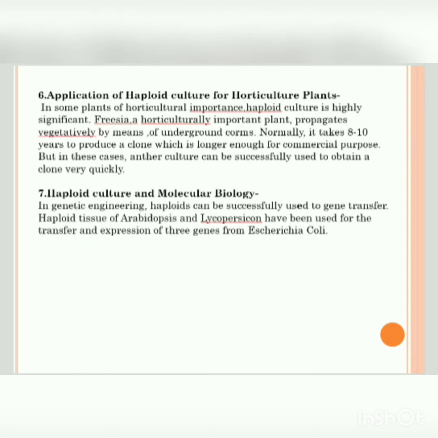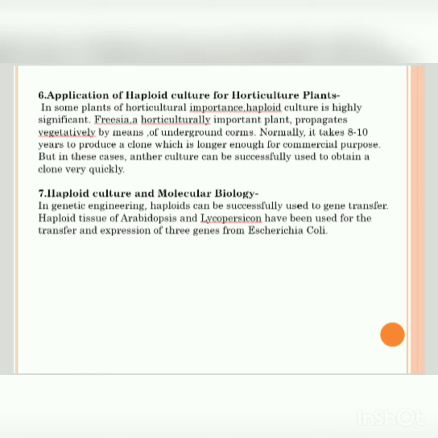The sixth is the application of haploid culture for horticultural plants. In some plants of horticultural importance, the haploid culture is highly significant. Freesia, a horticulturally important plant, propagates vegetatively by means of underground corms. Normally, it takes 8 to 10 years to produce a clone, which is too long for commercial purposes. But in these cases, anther culture can be successfully used to obtain a clone very quickly.